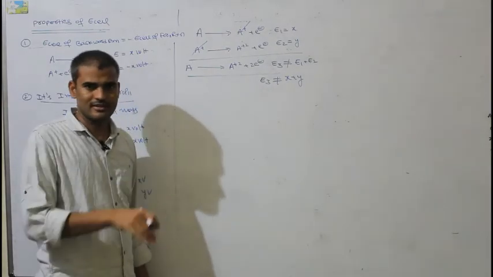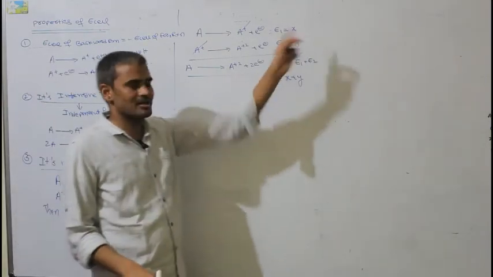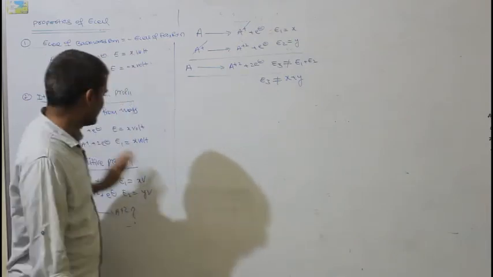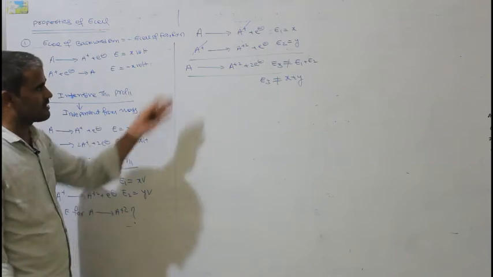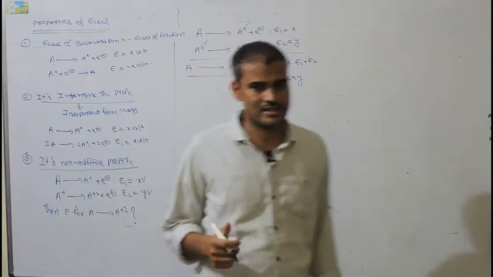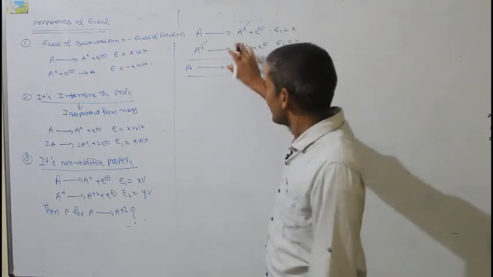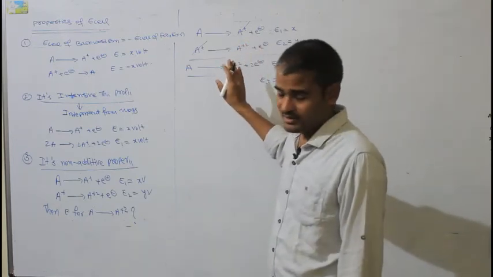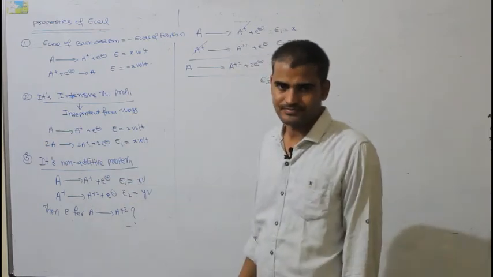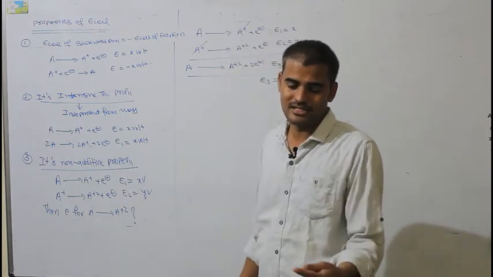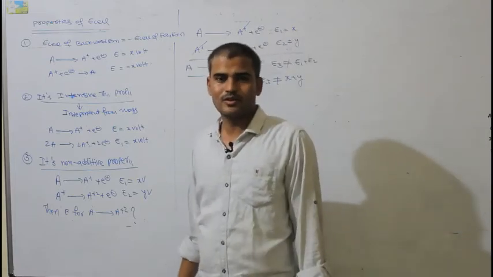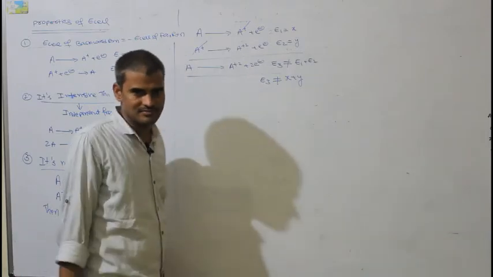Del G is an additive property, so when you add, del G3 is equal to del G1 plus del G2. But E cell potential is a non-additive property, you are not supposed to add. If not supposed to add, then how do we find it? This non-additive property has to be converted into an additive property. What is that additive property? Del G. What is the relation between del G and E cell? Del G is equal to minus NF E naught cell.